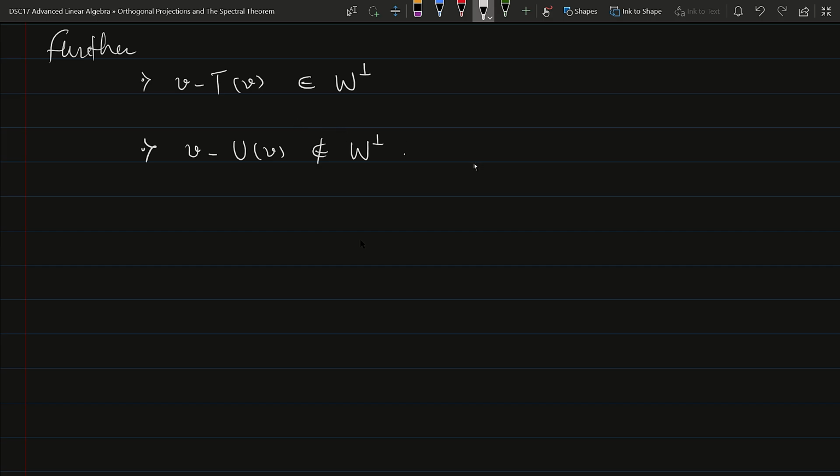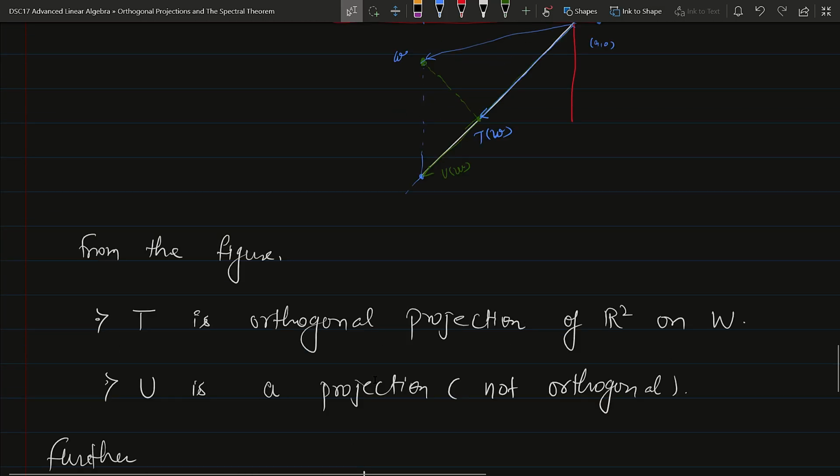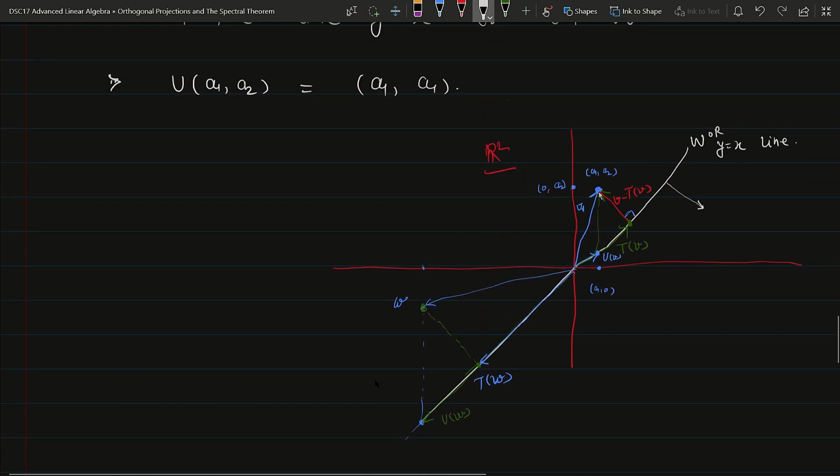Let me tell you one more thing about this projection. Whenever we look at the orthogonal projection image of a vector, if you take any vector here, among all vectors the closest vector to this v1 is this T of v. So you can say on this w, this T v is the better approximation to this v, right? This is the closest one. So if T is orthogonal, then T v is the closest vector to the v.